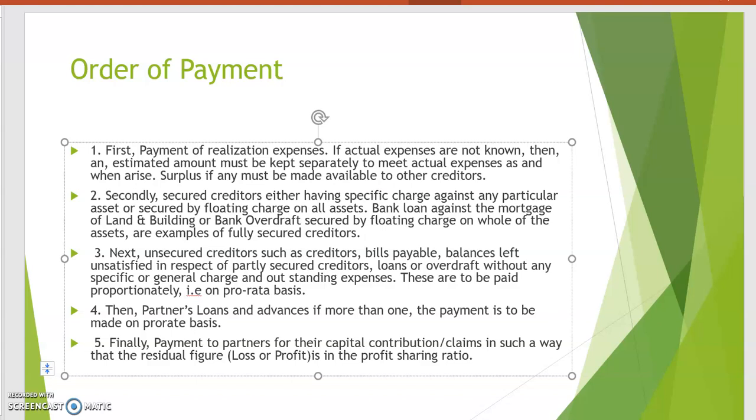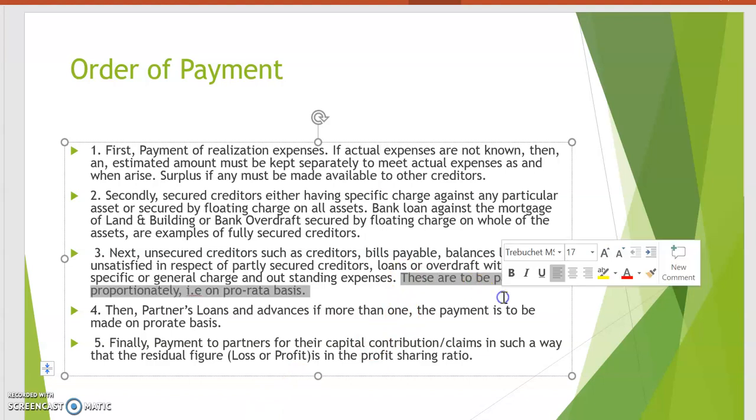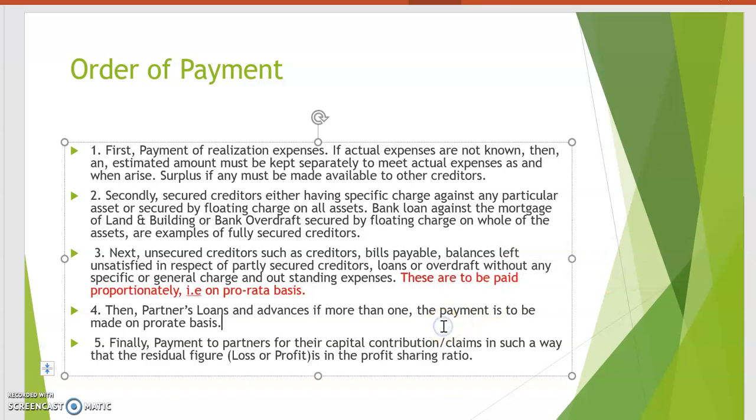But there is an important adjustment here. These are to be paid on a pro rata basis, that is, on the basis of their amounts. Proportionately paid on the pro rata basis means the amount of each particular heading, like creditors, bills payable or any other liabilities, should be paid on its pro rata basis. Then the fourth point is the partners' loans and advances, if more than one. They should be paid after the payment of unsecured creditors.